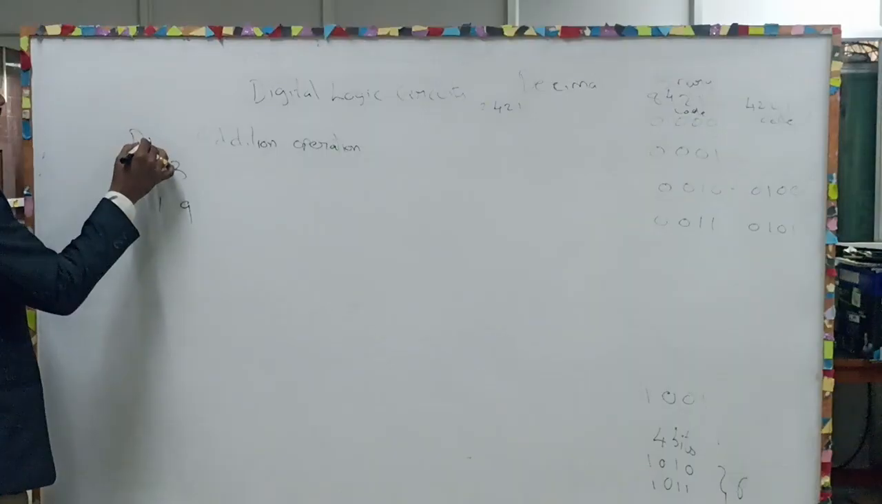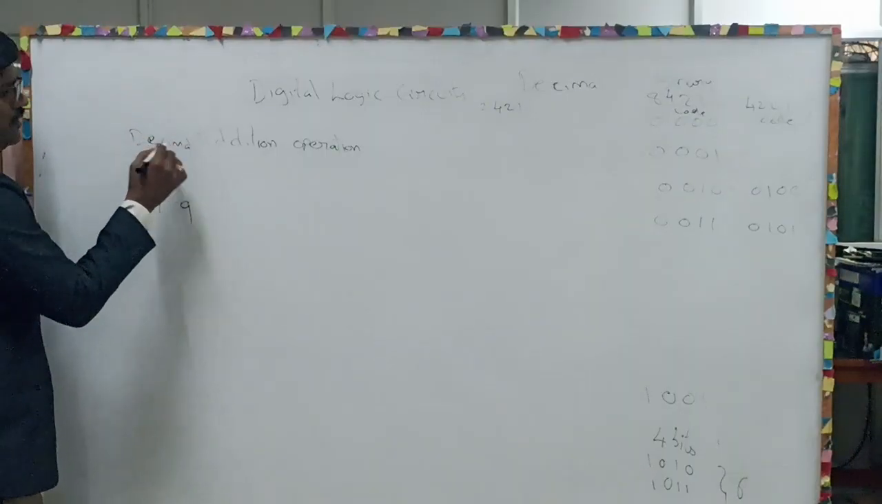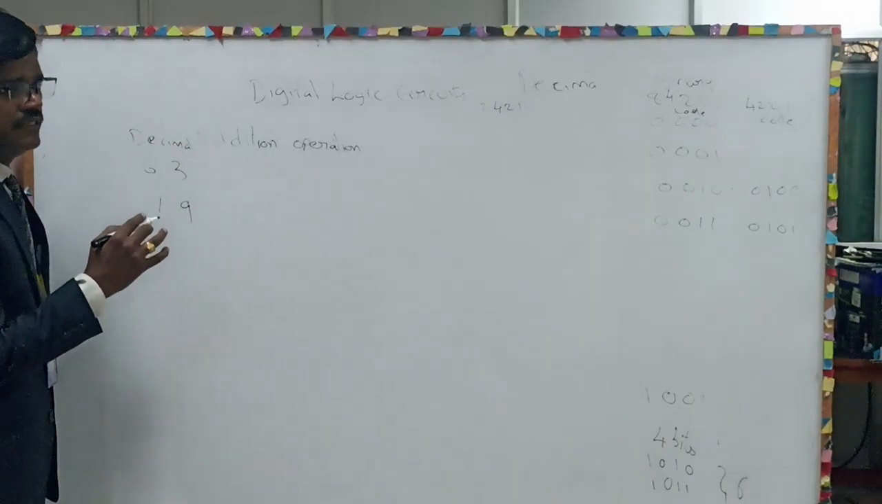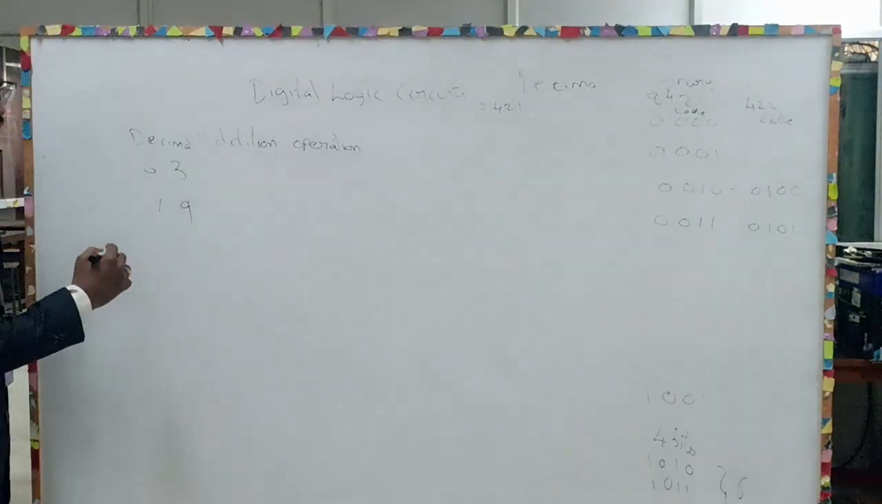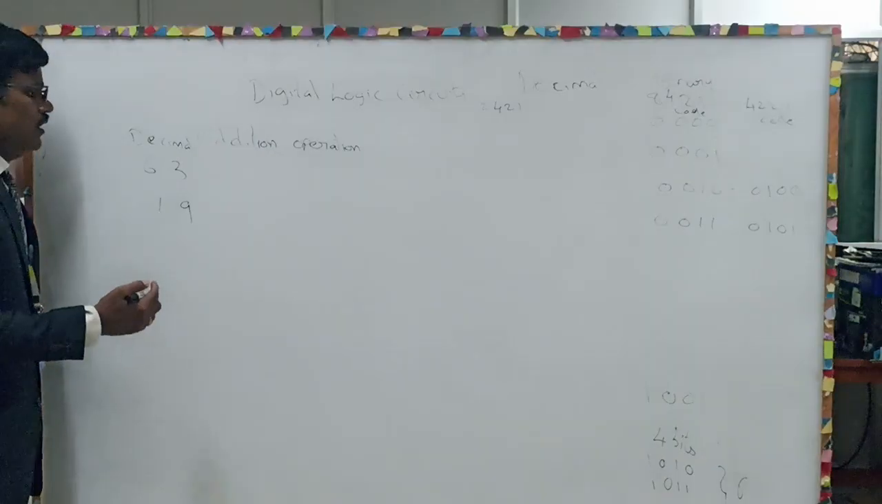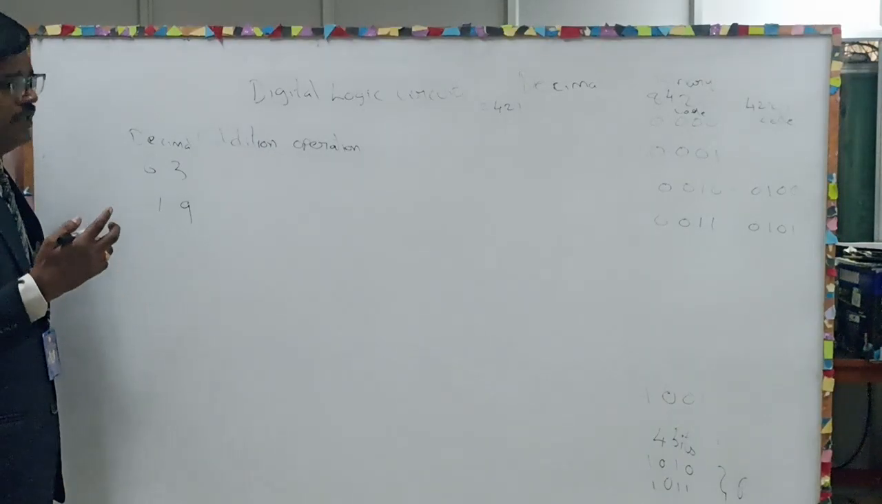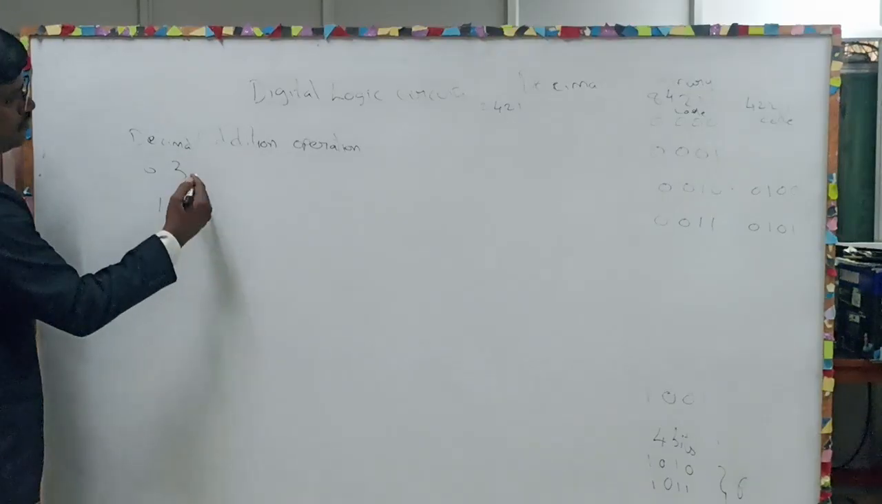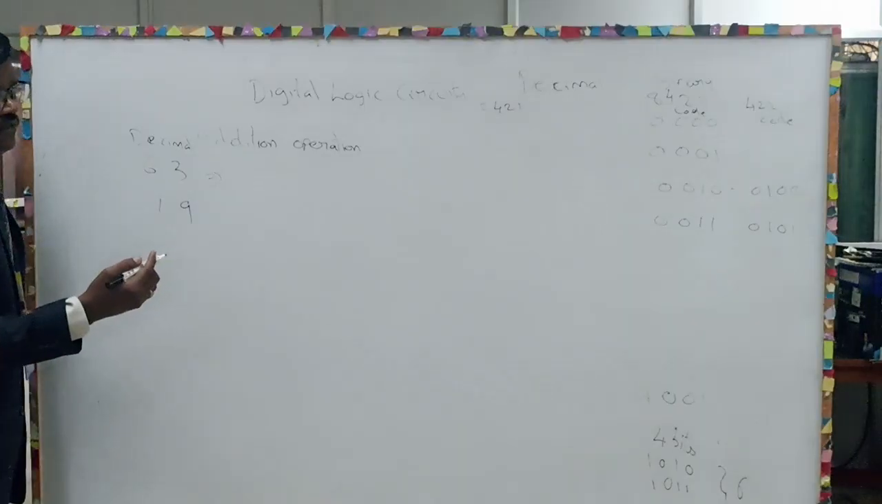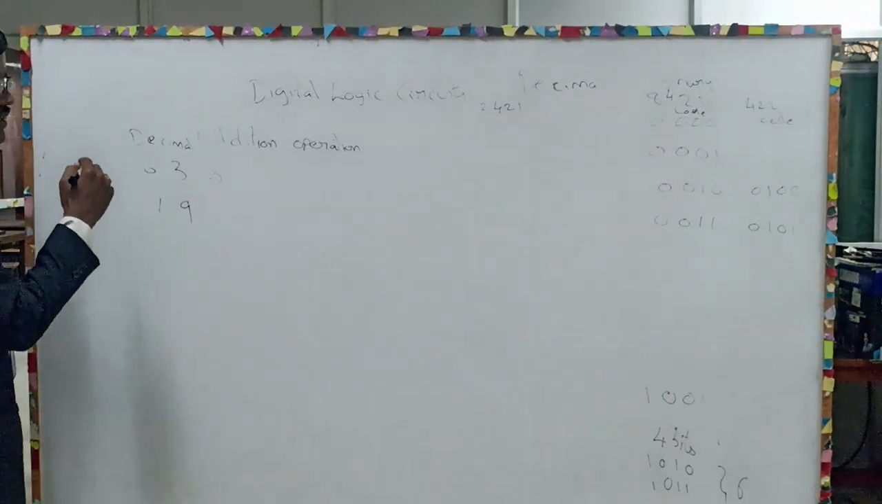The question is given in decimal format, so in the decimal format we have 63 and 19. We are supposed to add, but not in this decimal format; we are supposed to add it in the BCD format. For this, we need the BCD equivalent, or the binary coded decimal value, for 63.